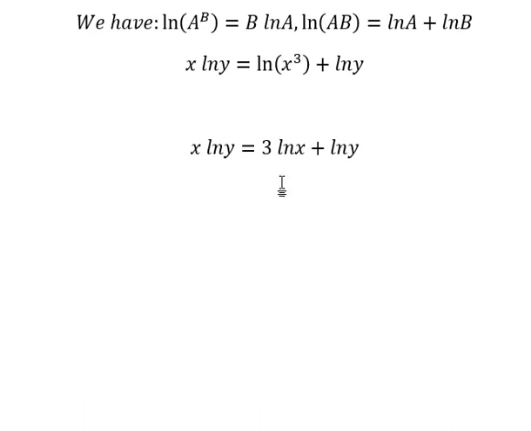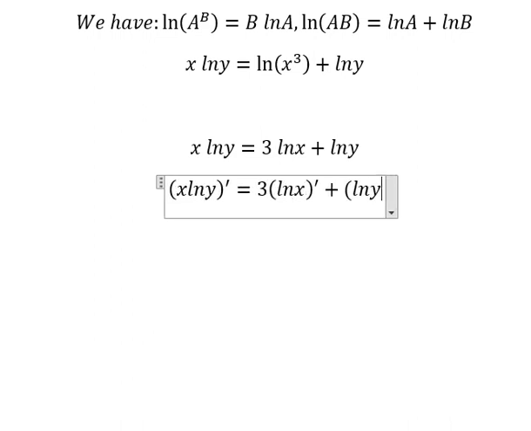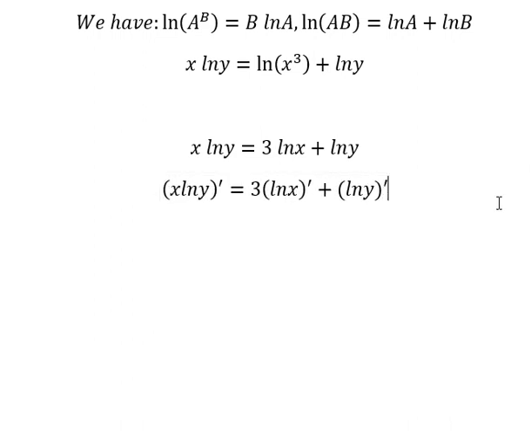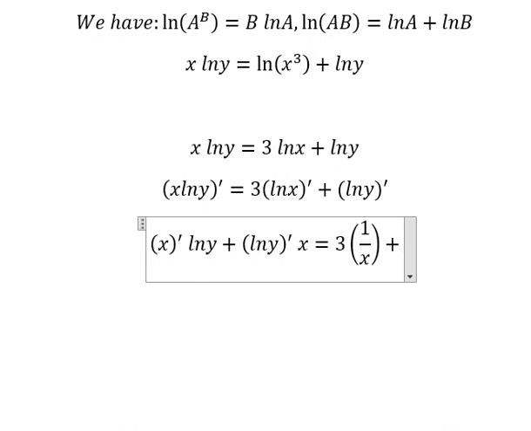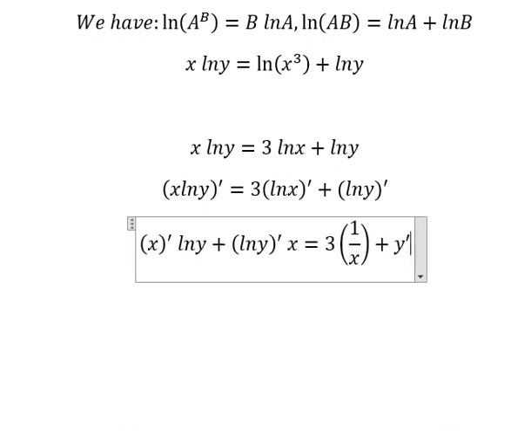Next, we need to do the first derivative for both sides, and we have like this. So for this one, we need to do the first derivative of x multiplied by ln y, and later we do the first derivative of ln y multiplied by x. This one we have 1 over x. This one we have the first derivative of y over y.